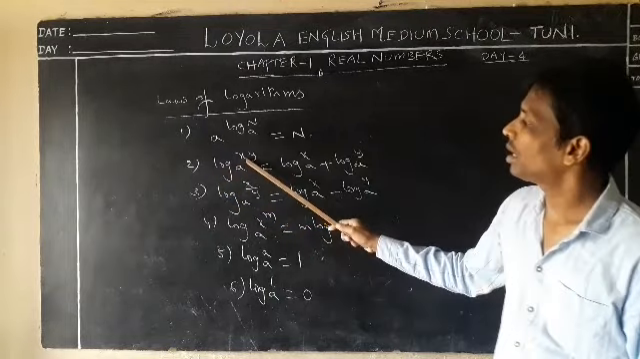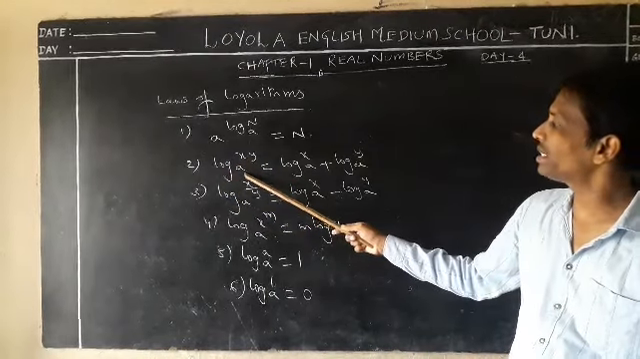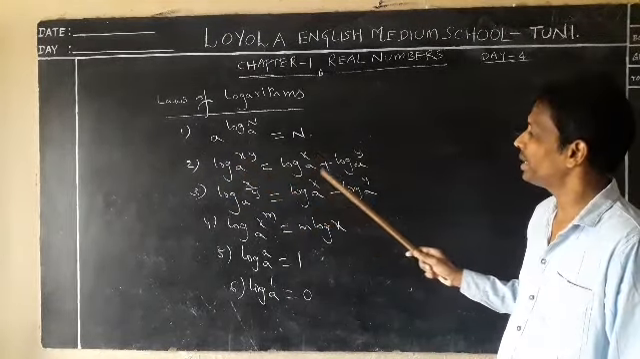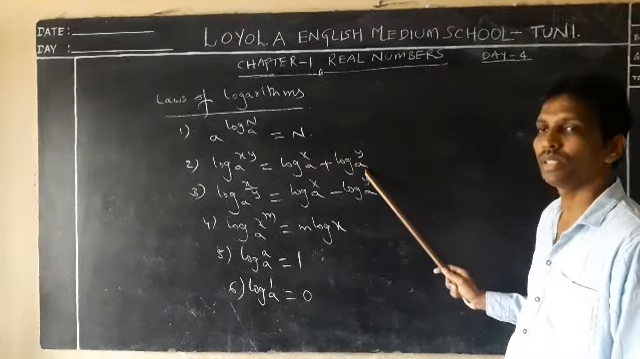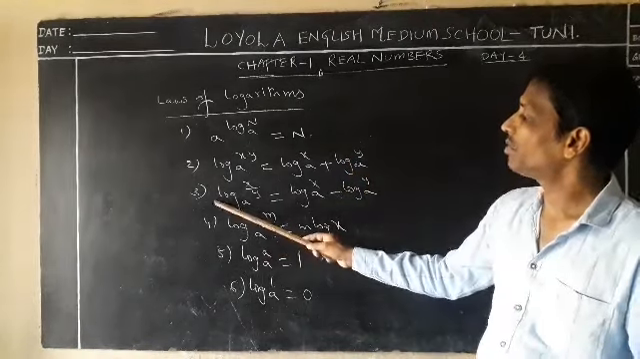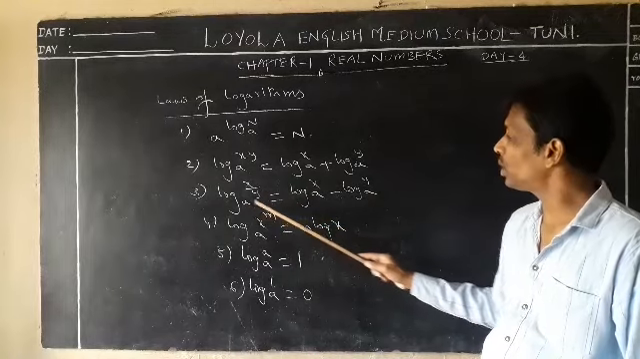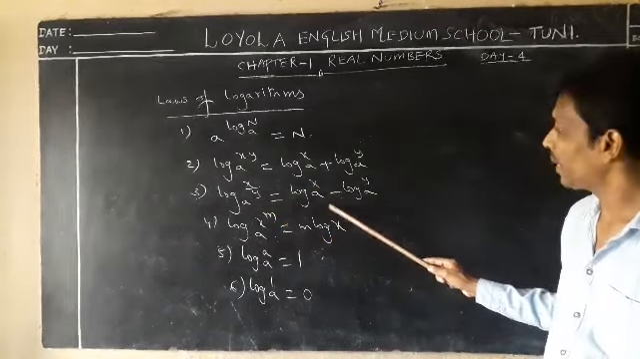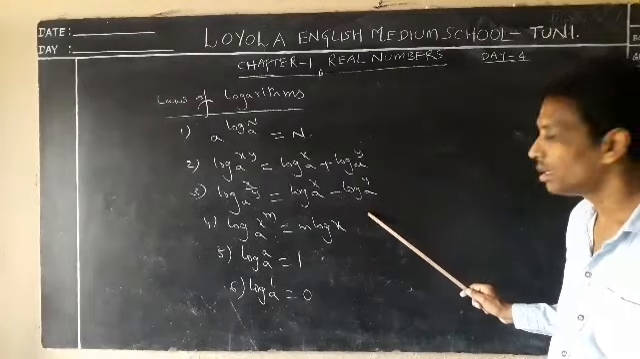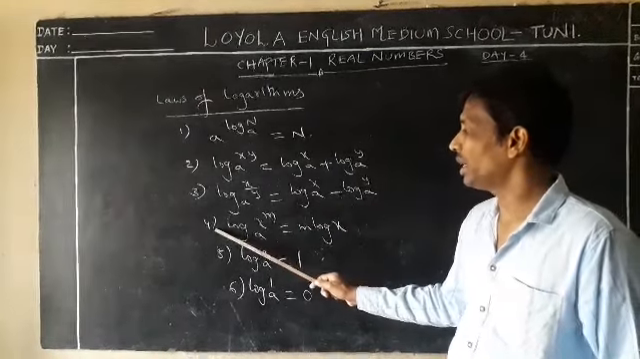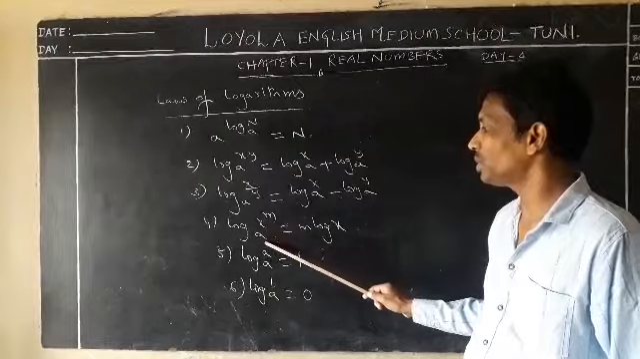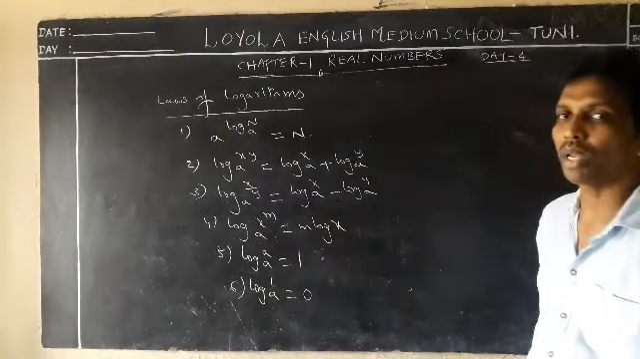Second formula: log xy to the base a equal to log x to the base a plus log y to the base a. Third formula is log of x by y to the base a equal to log x base a minus log y base a. Fourth formula is log x power m to the base a equal to m log x.